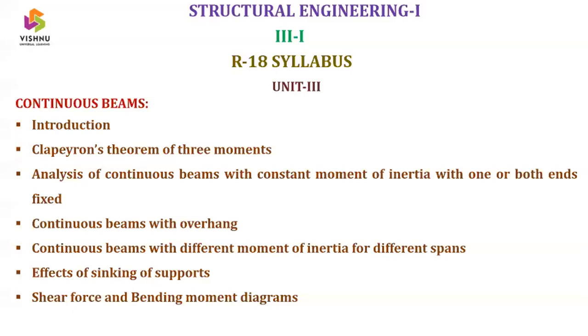The third unit, that is the continuous beam. What is its importance and why will we give more care to continuous beams? Because all civil engineering structures are associated with continuous beams. Here are the different types of continuous beams, and these are some images of continuous beams.